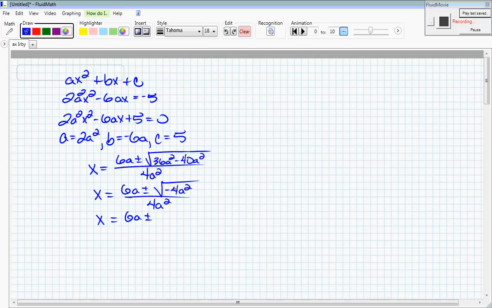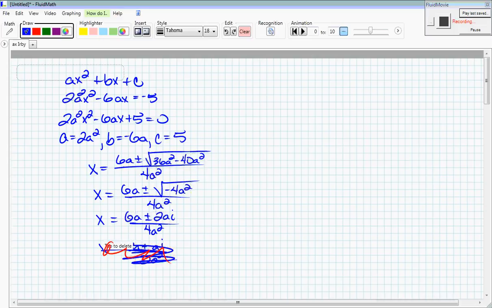Okay, the square root of 4 is 2, so 2i, the square root of a squared is a. So 2ai all over 4a squared. Okay, remember we can only reduce here if all terms can be reduced, or individually we can reduce. But in this case, they can all be reduced by 2. So we're going to have 3a plus or minus ai all over 2a squared.